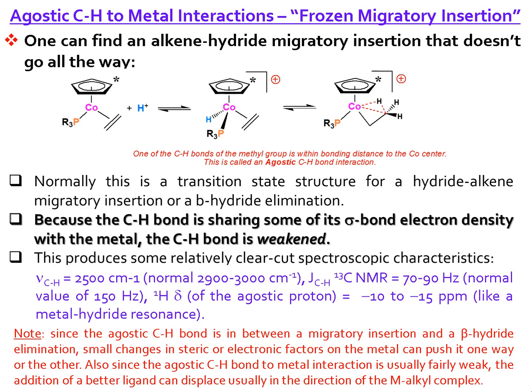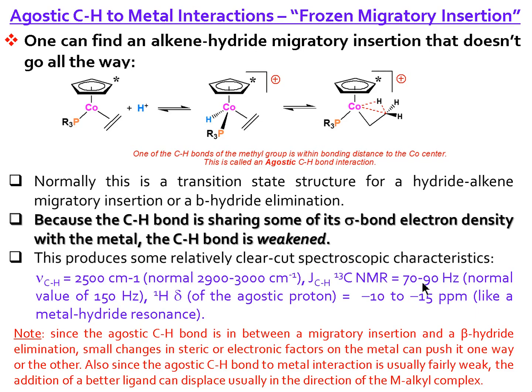The agostic C-H bond can be observed by spectroscopic analysis. In infrared, ν(CH) agostic is around 2,500 cm⁻¹. In the normal C-H bond, we have around 3,000 cm⁻¹. In carbon 13 NMR, the normal coupling is between 70 and 90 Hertz.